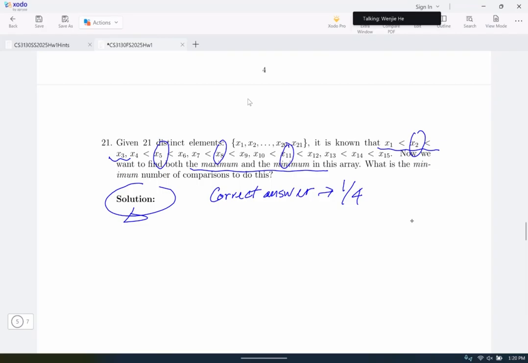Before we do anything, we can eliminate all the middle elements in the inequalities. All eliminated. Then after elimination, your problem size can be reduced, right? 1, 2, 3, 4, 5. Minus 5, that's 16. Because those 5 elements are all out of consideration.